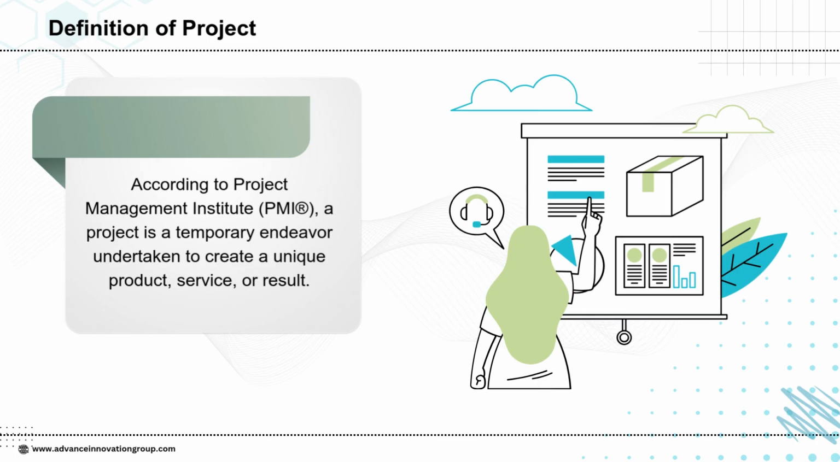Defines a project according to the Project Management Institute (PMI), explaining that a project is a temporary endeavor undertaken to create a unique product, service, or result. The emphasis is on the temporary nature of projects, meaning they have a defined beginning and end, and the goal of producing something distinct, which sets projects apart from routine operations. Understanding this definition helps clarify the purpose of a project.